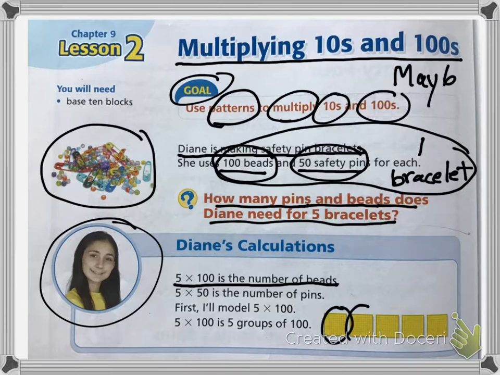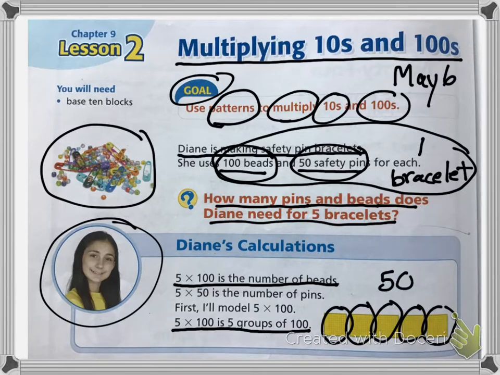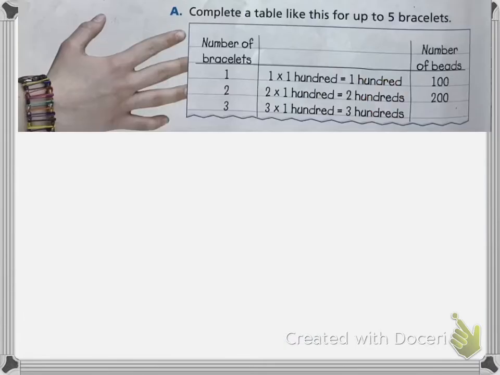So 100, 200, 300, 400, 500. 5 times 100 is 5 groups of 100. So for 5 bracelets, she would have 500 beads. And what was our pattern? 100, 200, 300, 400, 500. So counting by hundreds. Complete a table like this for up to 5 bracelets.